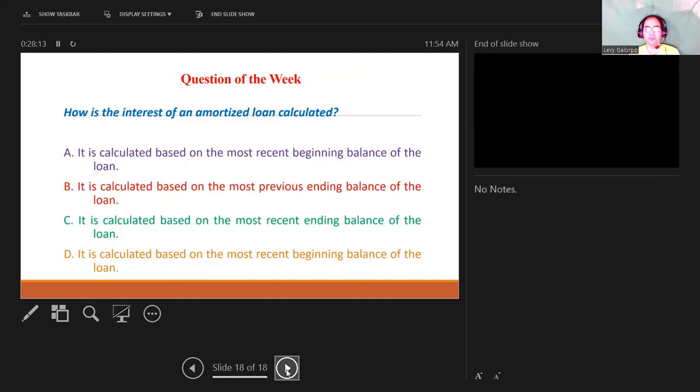Now, for our question of the week, how is the interest of an amortized loan calculated? Letter A, it is calculated based on the most recent beginning balance of the loan. Letter B, it is calculated based on the most previous ending balance of the loan. Letter C, it is calculated based on the most recent ending balance of the loan. Letter D, it is calculated based on the most recent beginning balance of the loan.